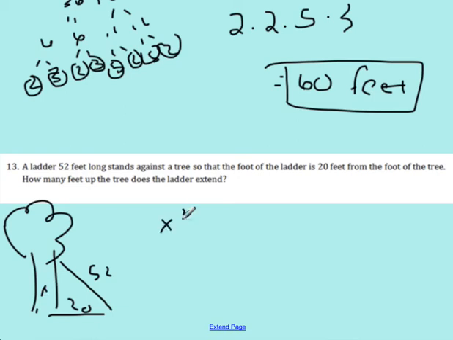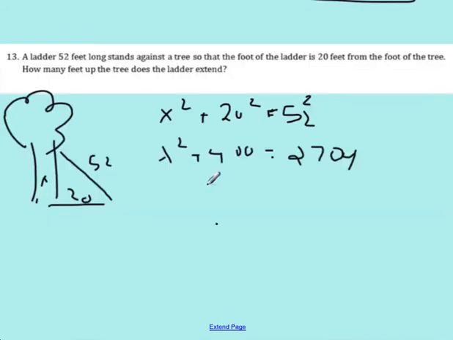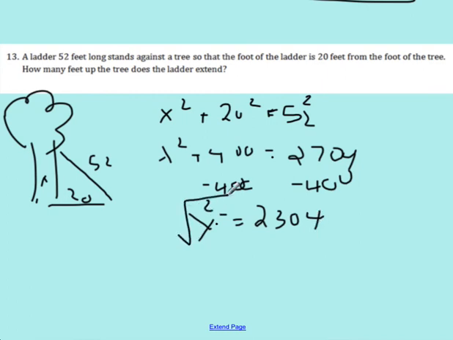So what we're going to do is x squared plus 20 squared equals 52 squared. Because again, 52 is my hypotenuse because the tree forms a right angle with the ground. So then we get x squared plus 400 is equal to 52 squared, which is going to give me 2,704. Then I'm going to subtract 400 from both sides. And I end up getting x squared is equal to 2,304. Then I'm going to take the square root of both sides.